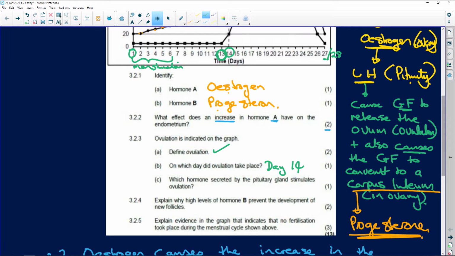Which hormone secreted by the pituitary gland stimulates ovulation? Well, I have already told you it is LH, which is luteinizing hormone.